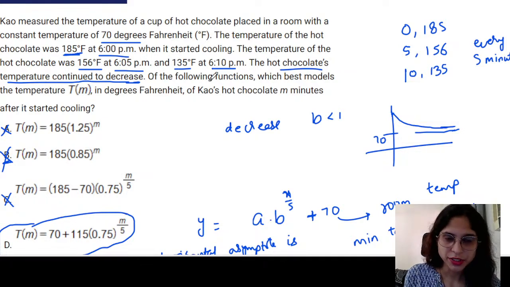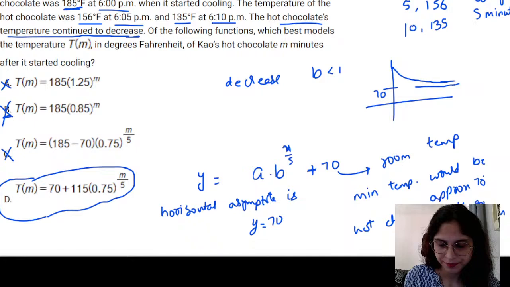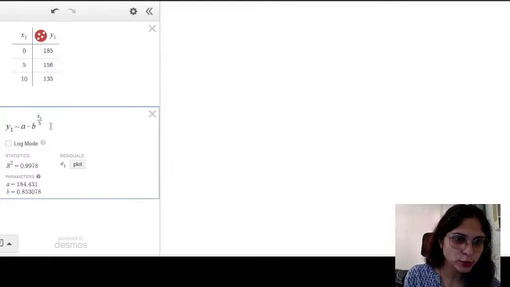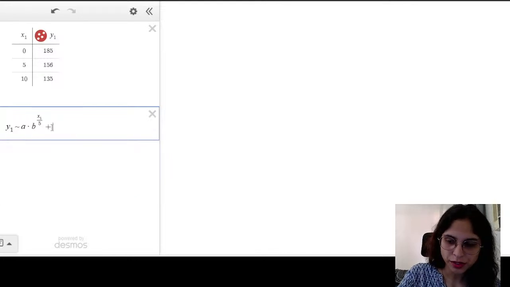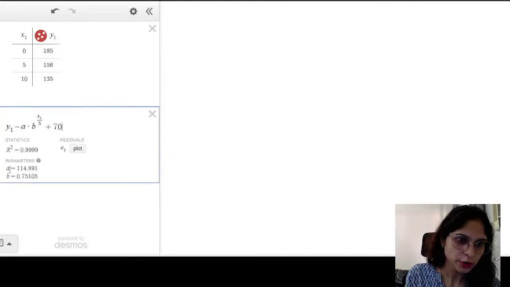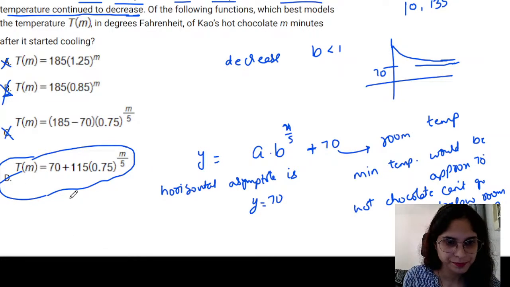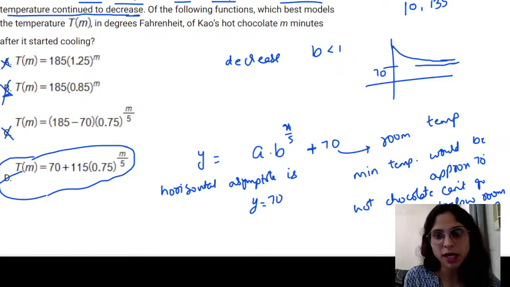We are recording the temperature every 5 minutes. That is why it is x over 5. And now when you put this in, you will get option D. I know this is like, how will I know? This is a little complicated question, and now if you do it, you will get the value of A as approximately 115, B is 0.75. So this is your answer. I hope that makes sense.